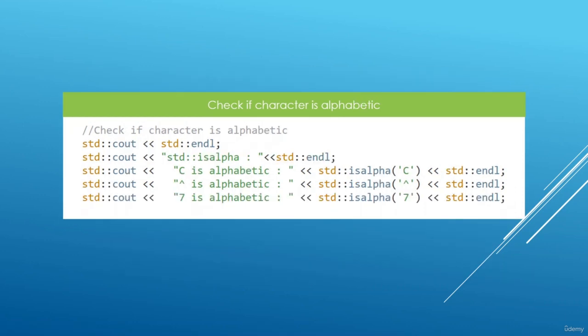Here is another example that we can use to know if the character is alphabetic. It's going to return a value different from 0 if the character is an alphabet character, A through Z. That's going to return something different from 0. And if we pass something that is not, for example, this second line here or the 7 at the third line here, we're going to get a value equal to 0 because that's not alphabetic.